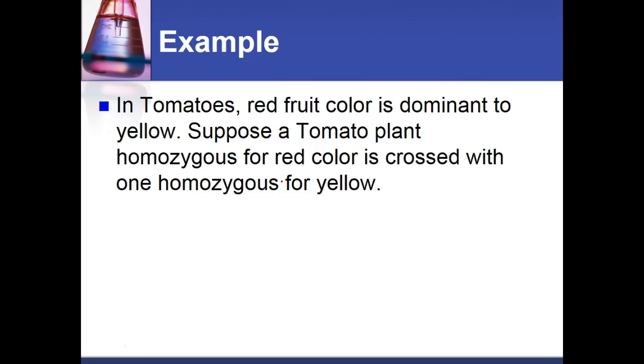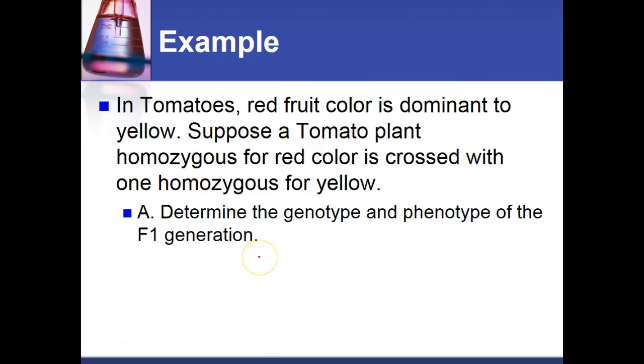So let's get into a couple of our dihybrid examples. Now, hopefully you remember how we set up the monohybrid cross examples, because these are going to be very similar. We're just going to be looking at 2 traits instead of 1. And so the question is, in tomatoes, red fruit color is dominant to yellow, and we suppose that a tomato plant homozygous for red colors crossed with one homozygous for yellow. A, determine the genotype and phenotype of the F1 offspring.